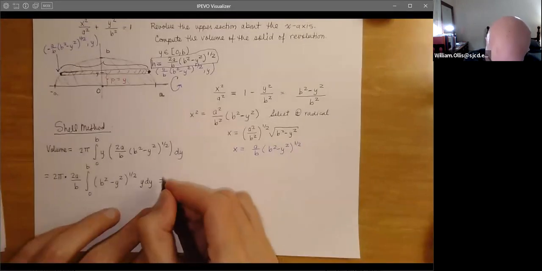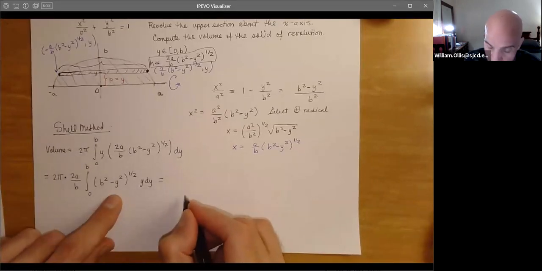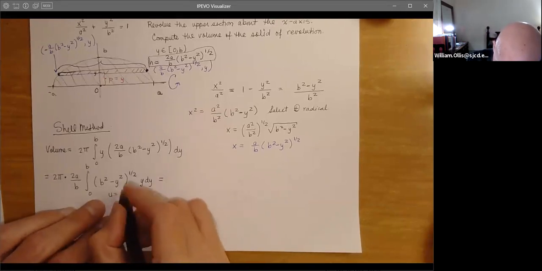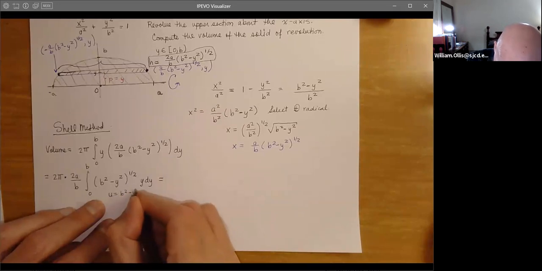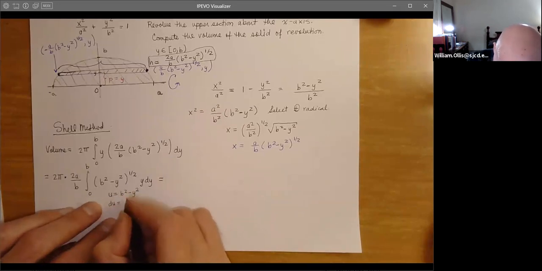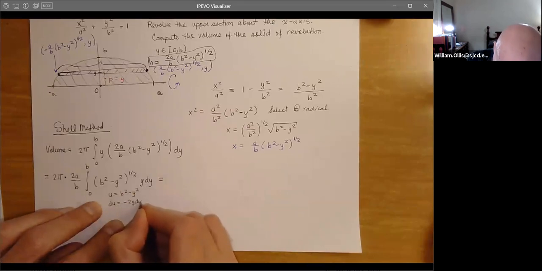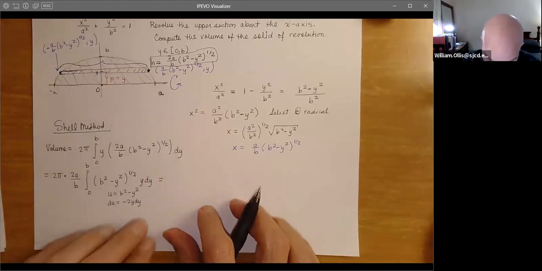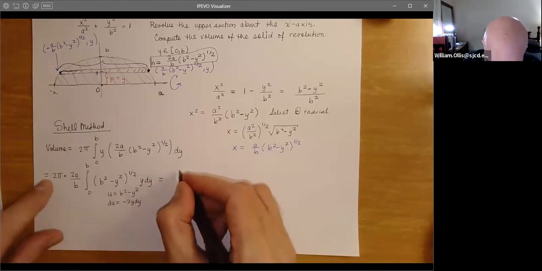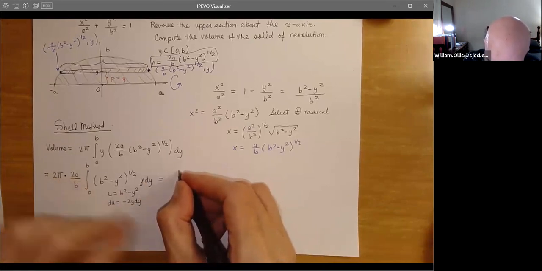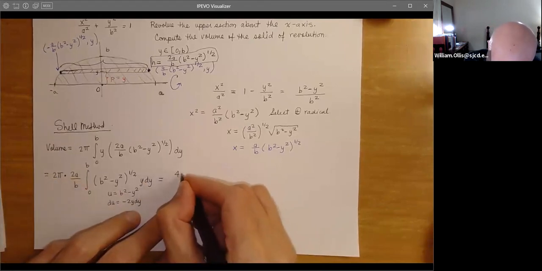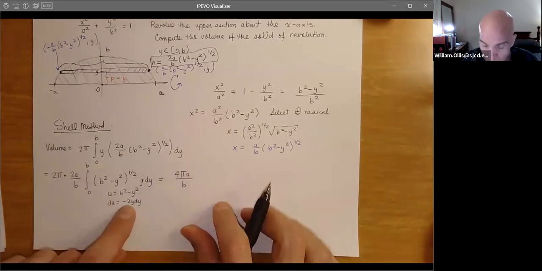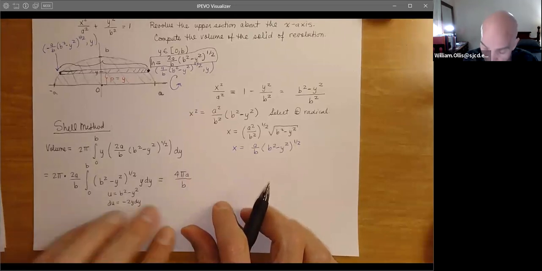Now this is looking really good, but again, we want to set this up to make it table ready. So we can see here that if we think of u equals b squared minus y squared, then du will be negative 2y dy. So we don't have the negative 2y, we have the y, so we can make that adjustment. So now we've got the 4 pi a, so 4 pi a over b. And then of course we need to input the negative 2 and then pay for it.